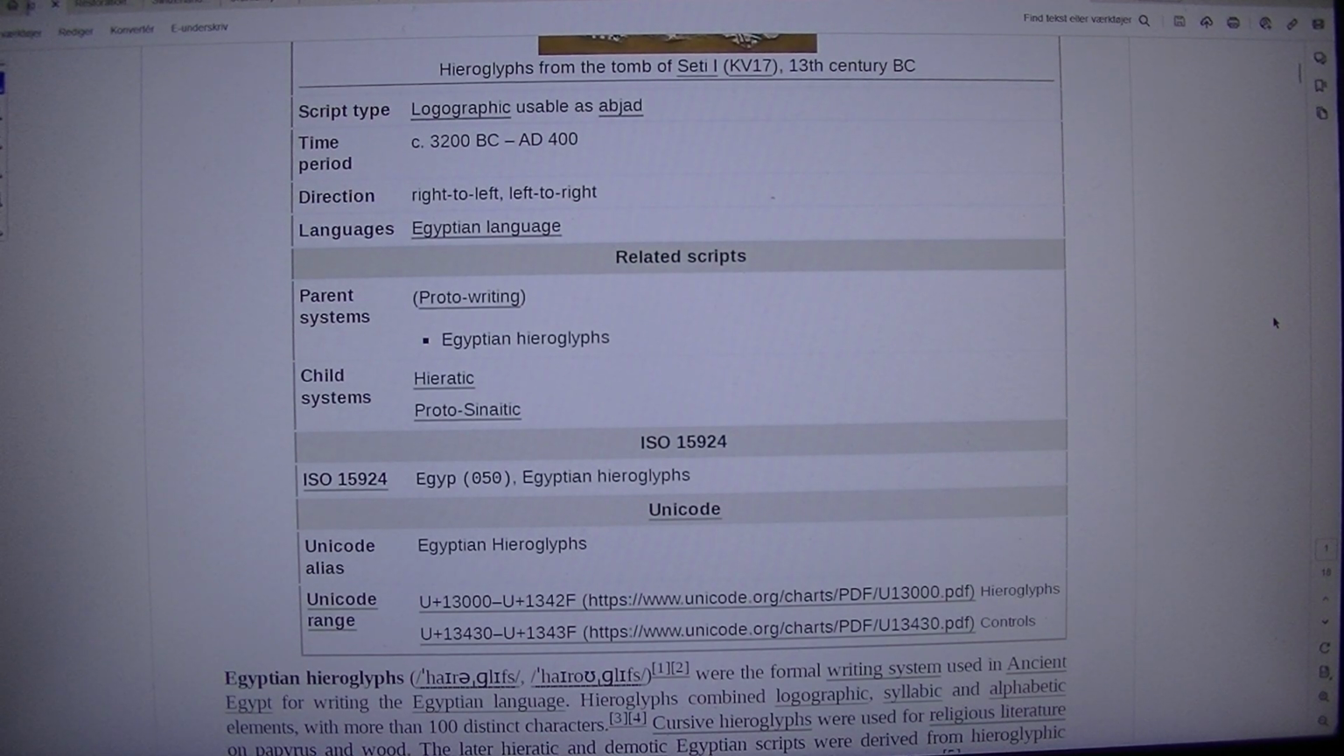U+13000 to U+1342F, hieroglyphs. U+13430 to U+1343F, format controls. Egyptian hieroglyphs.